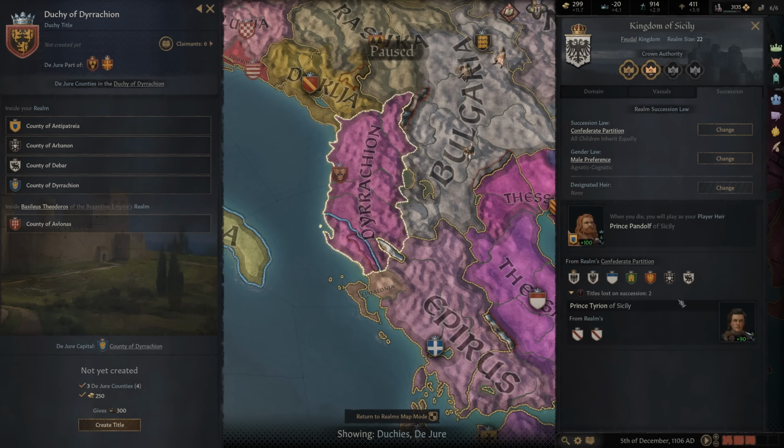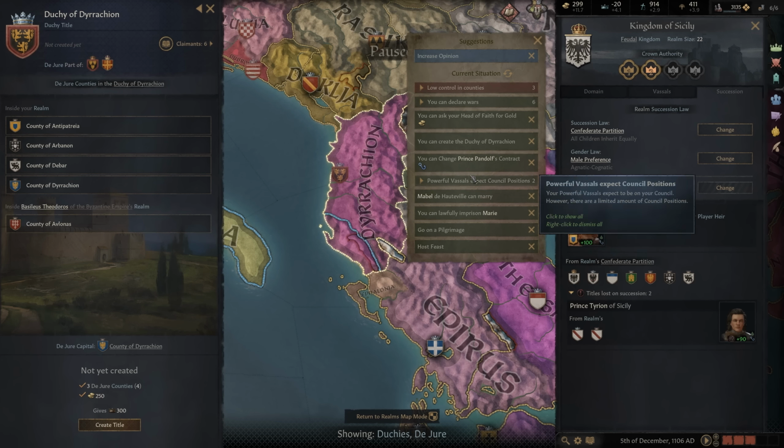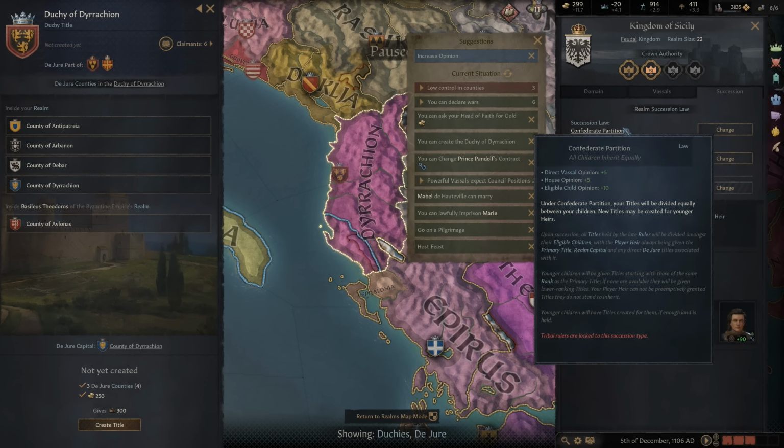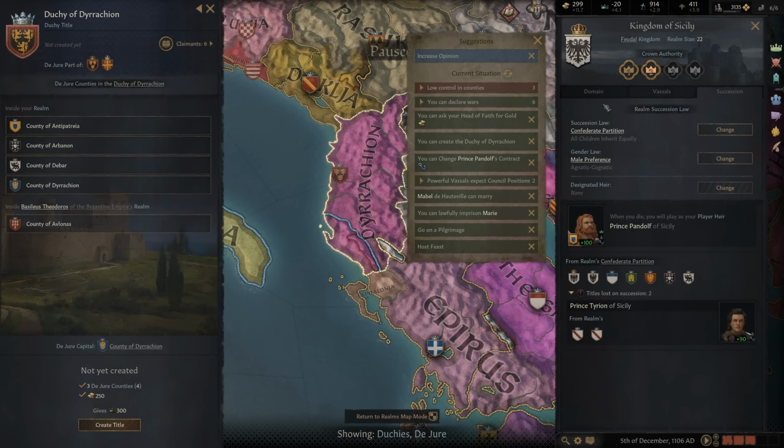So what makes this important now is when I decide to die, whenever that happens, Prince Pandolf can then create the duchy title of Dyrrachium. In Confederate Partition, if I were to have more than 2 kids, the game would automatically create the duchy title and give it to the 3rd child, or however many children there are. It's going to try and divvy them out as much as possible. But by doing this, you're going to ensure that the amount of domains that Pandolf has is very high, ensuring that when you do actually pass on succession, he maintains a large amount of income from taxes.